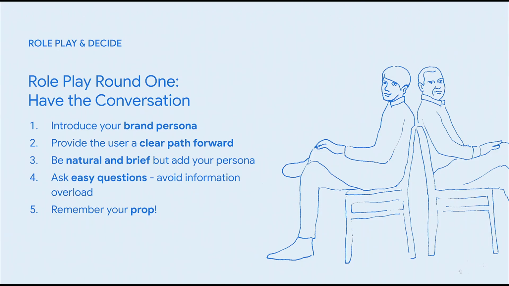What we need to know is that the brand persona comes through clearly, that character that we've created. We want to know that we're creating a clear path forward at every dialogue turn for the user. We want to be natural and we want to be brief, but we want to make sure the persona flavor still stays in there, right? We want to ask easy questions. We don't want to overload anybody. And what's really fun is, say you were creating an action for somebody to use in the car. Well, you might pick a book up and turn it into a steering wheel and be driving while you're having the conversation with the persona that's sitting behind you.